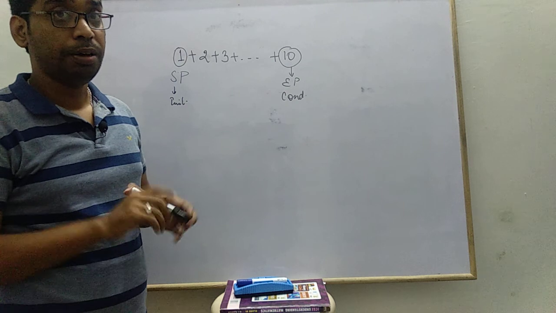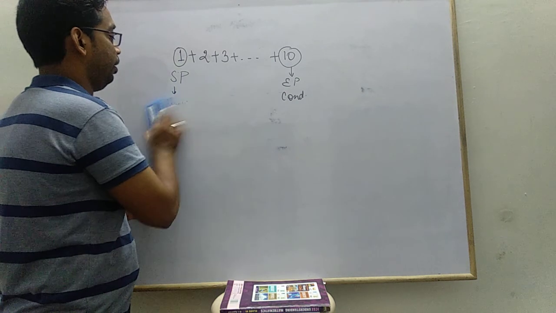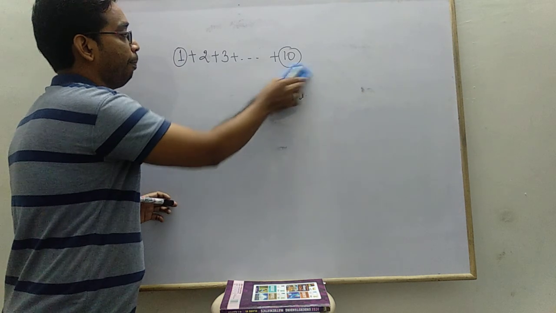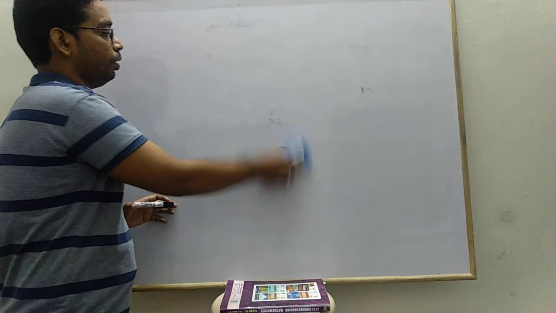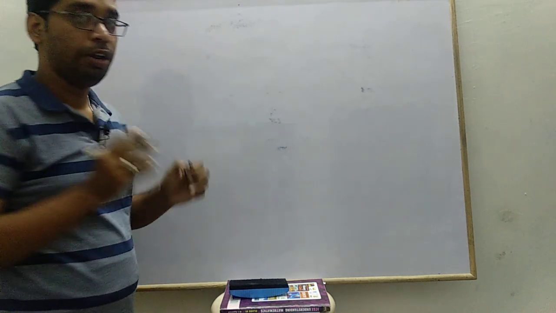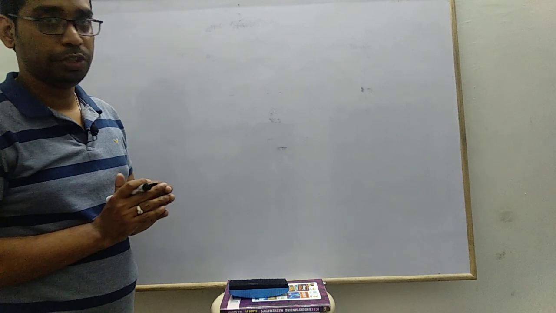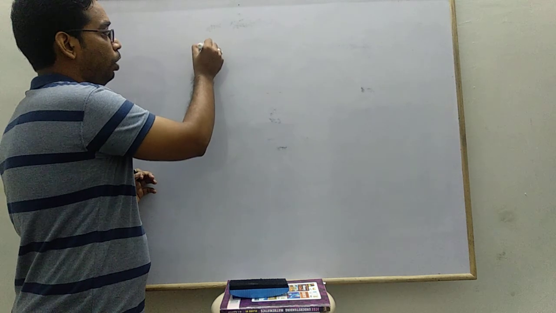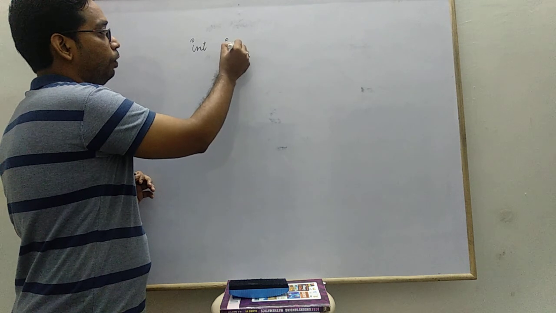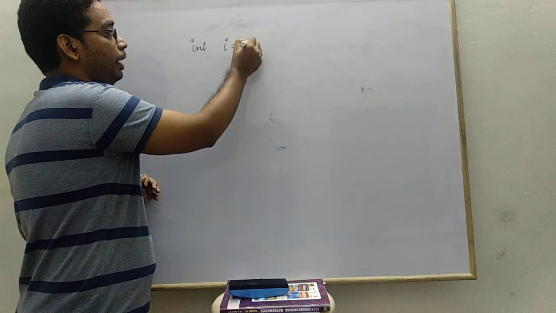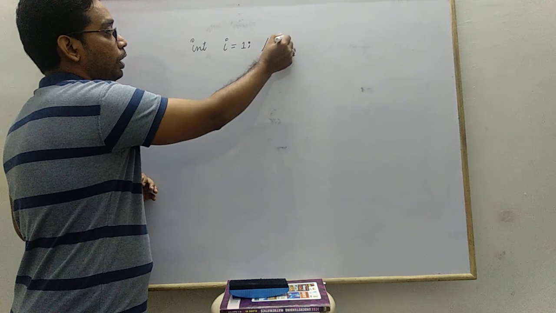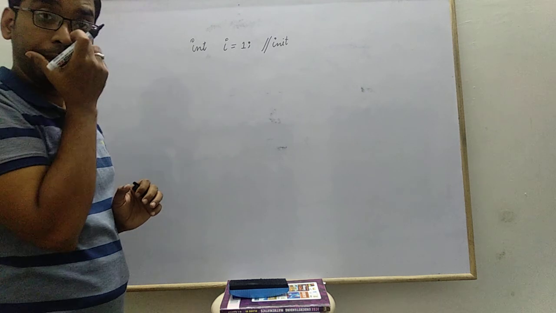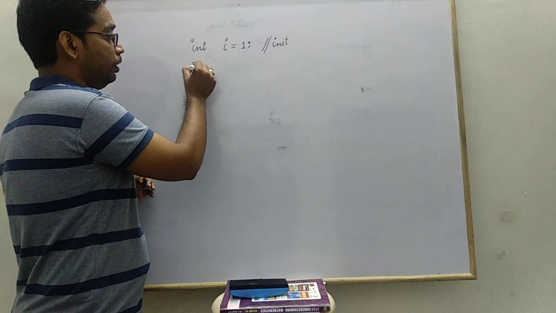Now come to the main logic. First of all we use an initialization point in it. So take a variable called int i, and what is the initial value? Starting point is 1. The value of i is 1. This is our initialization point. Okay, then write while.